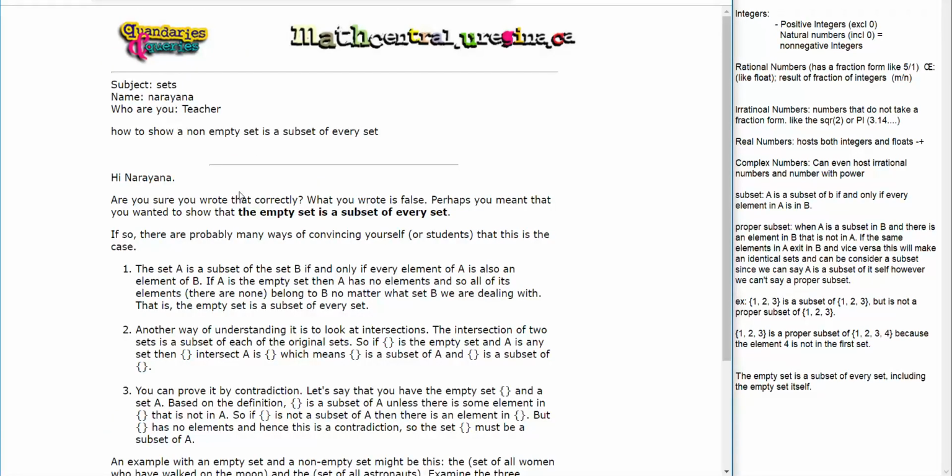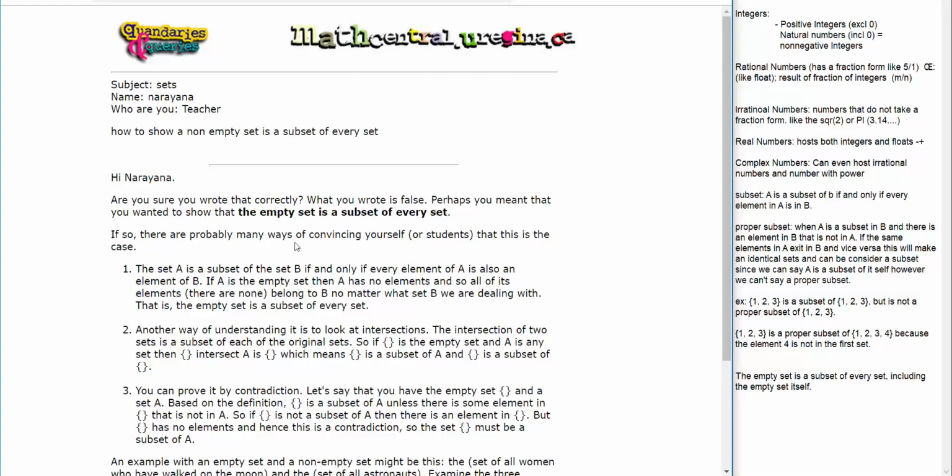Now, what I'm curious about is that, say I have 1, 2, 3. Isn't the empty set a subset of 1, 2, 3? I've explicitly mentioned that it's not a subset. There is no empty set within the 1, 2, 3. So I'm not sure how that is going to look. What you wrote is false. Well, perhaps what you want to show is that the empty set is a subset of every set.